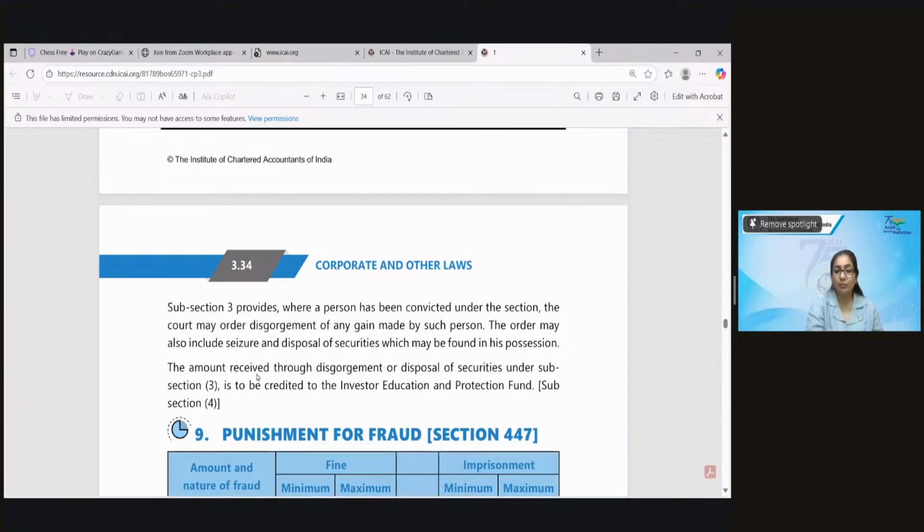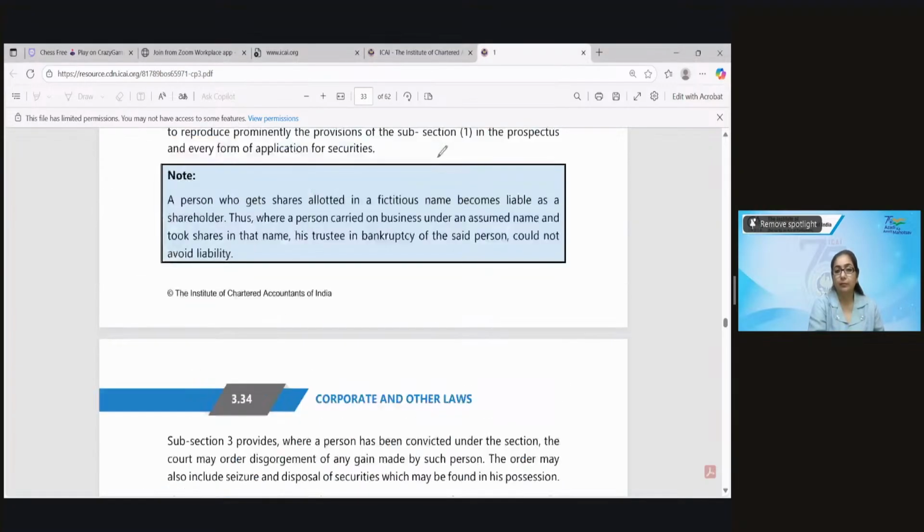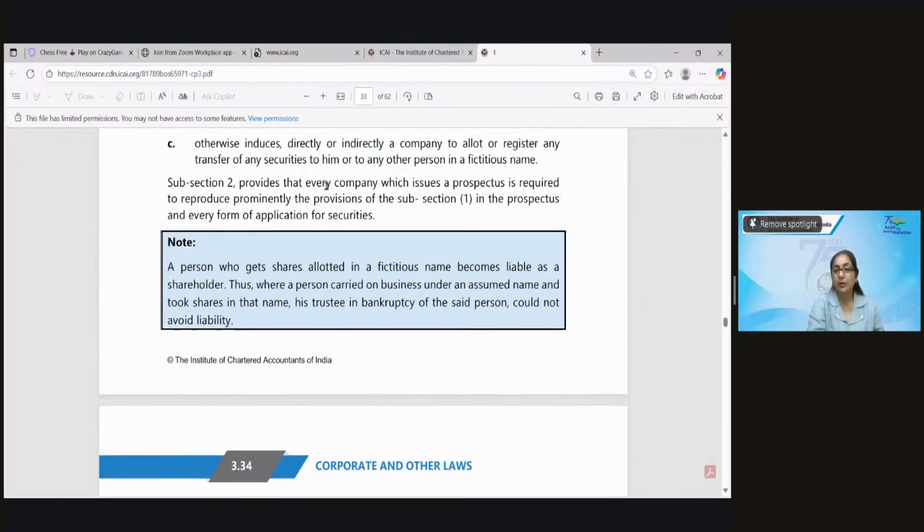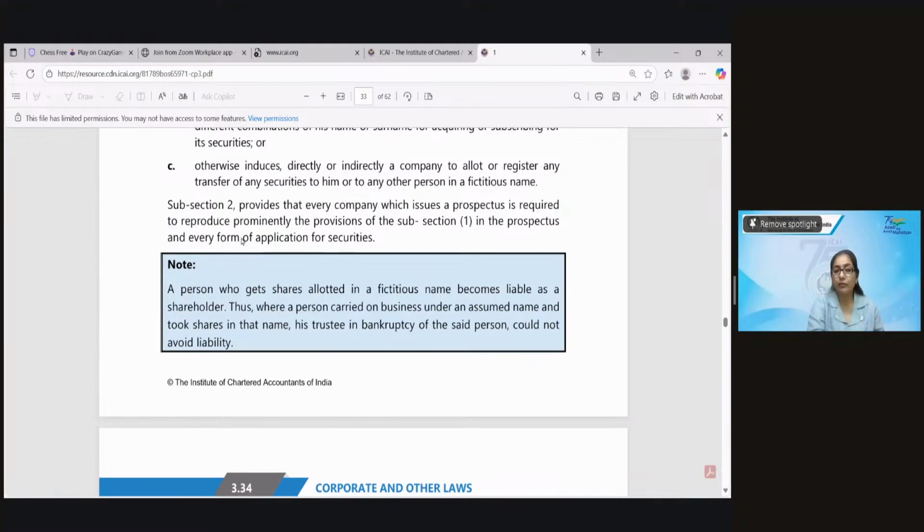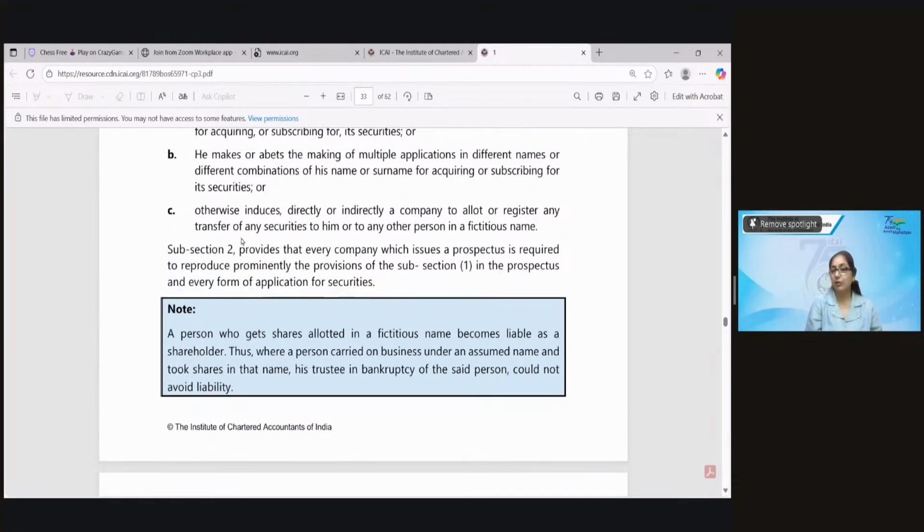Now we come to a very important point, subsection 3, where the person who has been convicted under this section, imprisoned under 447 for using a fake name. First of all, for this penalty, every company will have to write that if anyone gives a false name or fictitious name, they will become liable under 447. This has to be written in every share application. This means the company, while issuing the prospectus, will have to write prominently in every share application form that if you give a fictitious name, then you will become liable under 447.